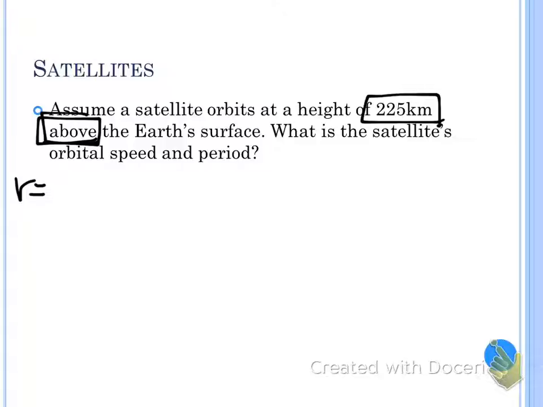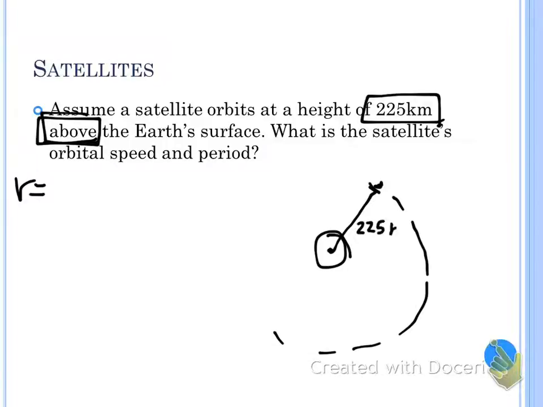So if we have our Earth and here's our satellite, the radius is where we want our radius to be, from the center of the Earth all the way to that satellite. Okay? This is a distance of 225 kilometers. So what should we do here?